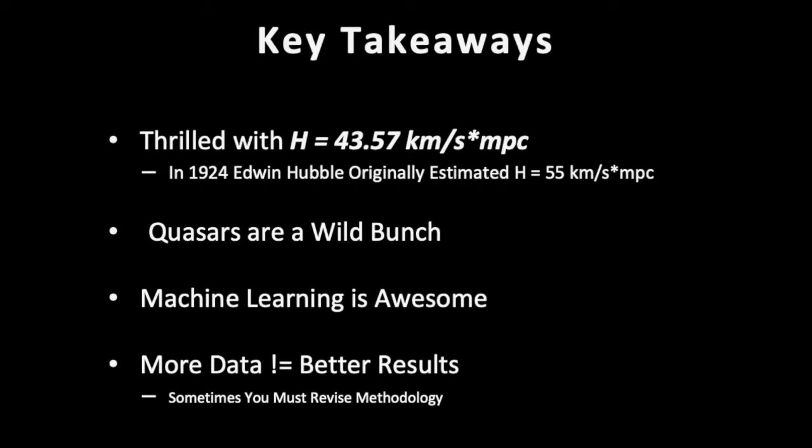Quasar velocities and distances are distributed so erratically that they do not yield accurate results for the Hubble parameter. And despite the erratic behavior, it is possible to use machine learning techniques to separate them from traditional galaxies. Sometimes to obtain better results, it is better to revise your methodology than to obtain more data.